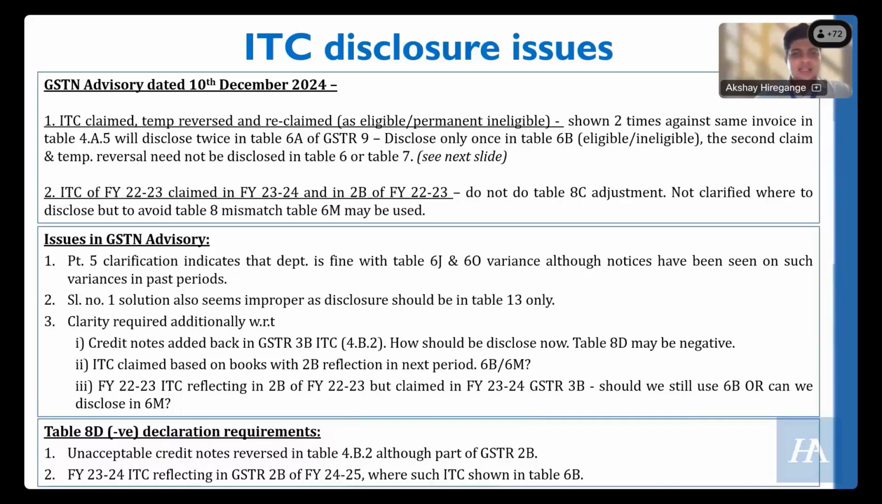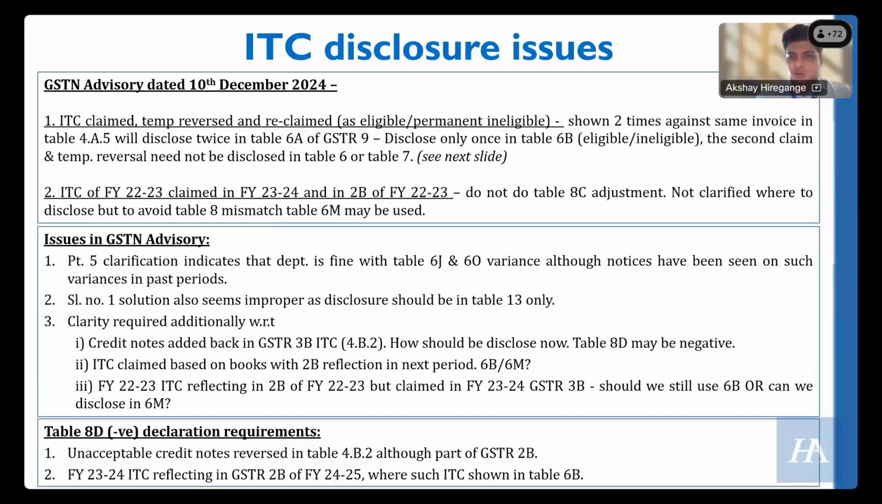What could be declaration requirements in table 8D? First and foremost, if there are credit notes which you have not accepted, not disclosed in your table 6, to this extent, it will show that 2B value is lower, but ITC claimed is more. And to this extent, we need to have a separate documentation.